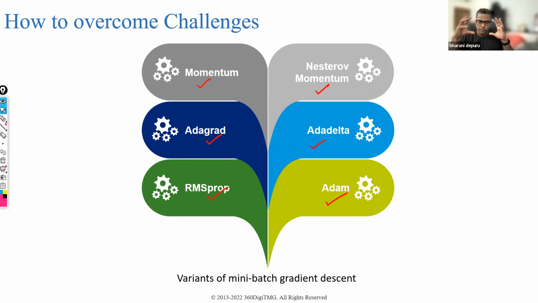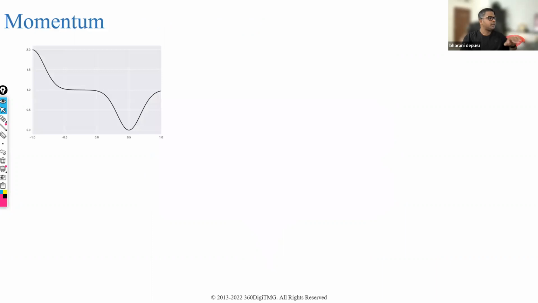The same formula to update the weights is applied to all the weights. To overcome these challenges, we have all these options: momentum, Nesterov momentum, AdaGrad, AdaDelta, RMSProp, and Adam. So let us at least get into one or two of them and then we will stop.